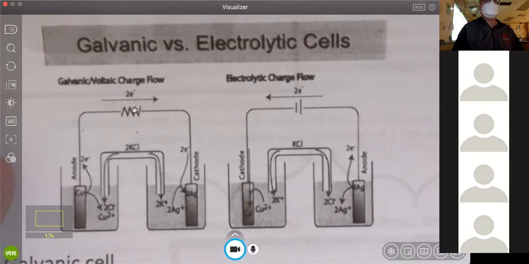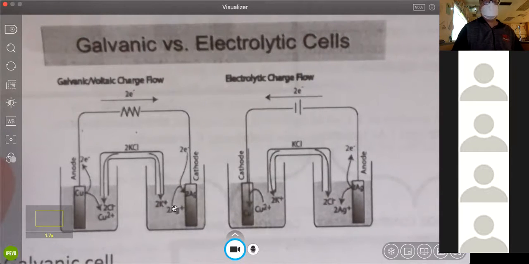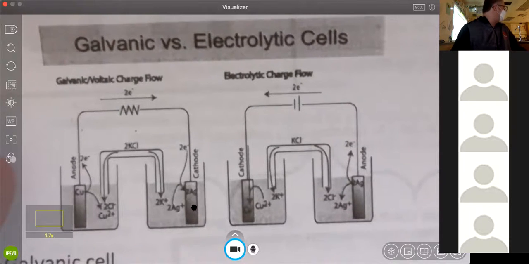And you guys are in physics, right? So you know what the symbol is. That's a resistor of some type. Those electrons are going to flow to this cathode. In this solution right here is silver ions. As those electrons hit this cathode, the ions in this solution are going to gain those electrons and become solid silver.